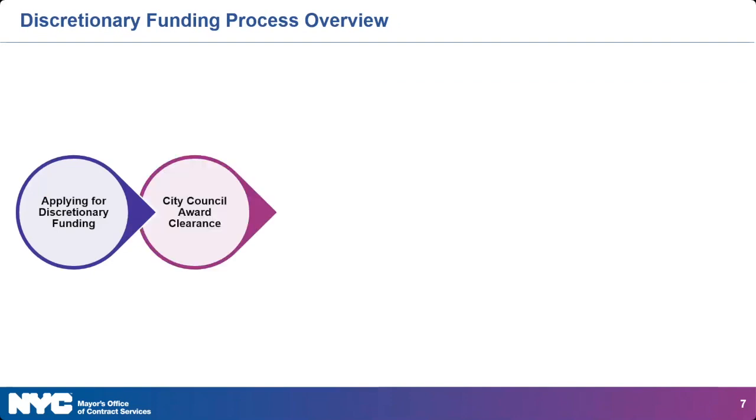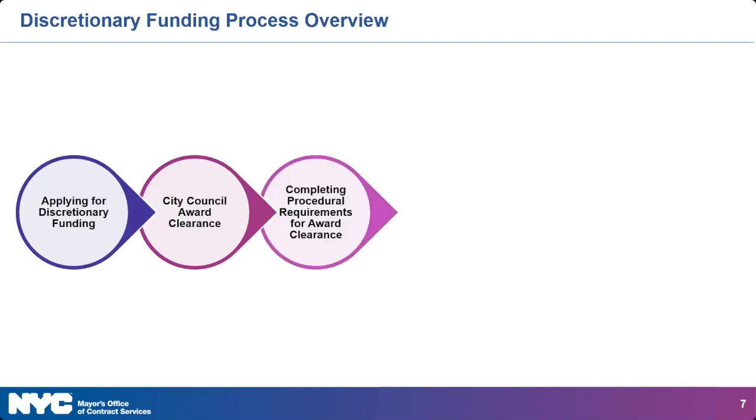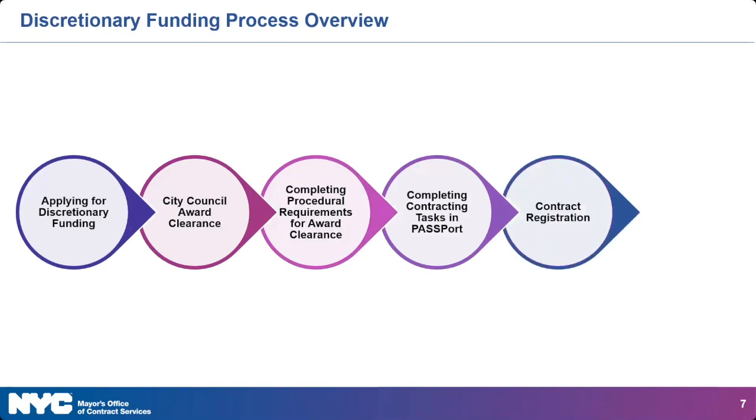So now here's a general overview of the discretionary funding process. It begins when you apply for discretionary funding. You'll then wait for City Council to vet you, which is called City Council Award Clearance. While this is happening, you complete your procedural requirements and then contracting tasks in Passport if you receive the award. Complete contract registration actions, and manage your contract by submitting budgets and invoices.